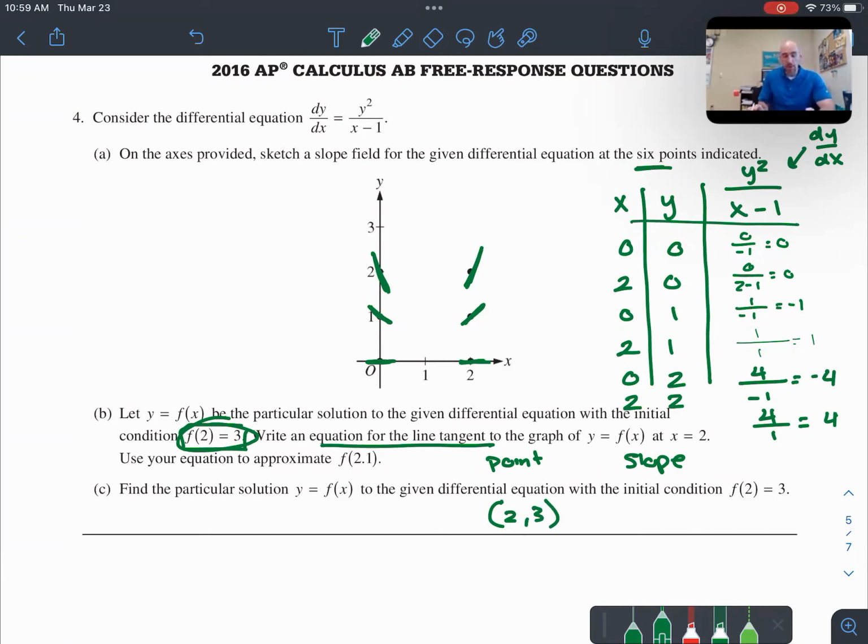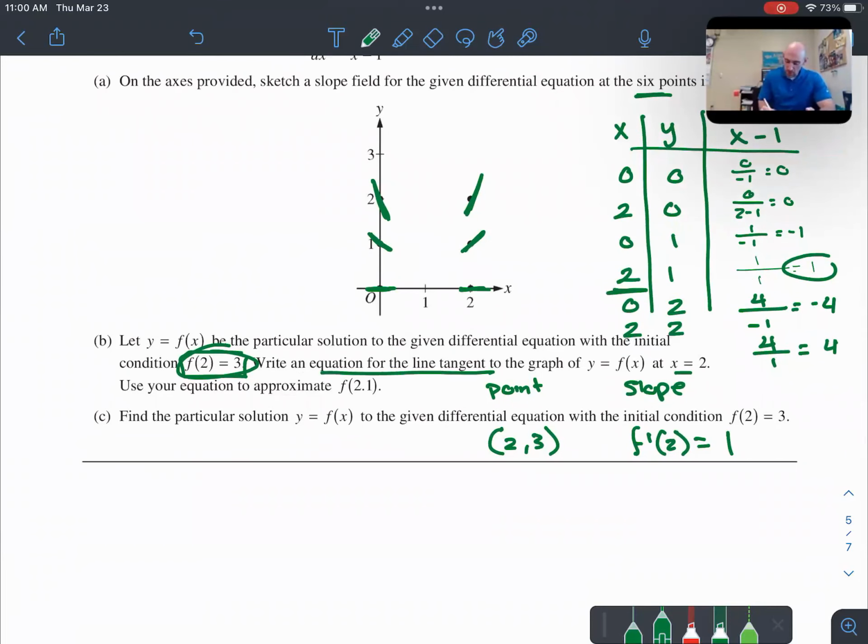And for the slope, all we need is the slope at x equals 2. Well, if we go back to the table we just made, at x equals 2, our slope was 1. So f prime of 2 is going to equal 1. So there's our slope, there's our point. Let's do y minus 3 equals 1 times x minus 2. All right, so that's great for a tangent line. This could be 1 or 2 points depending on how they break it down for this particular year. Sometimes they'll give you a point for just knowing what the slope is and then the tangent line.